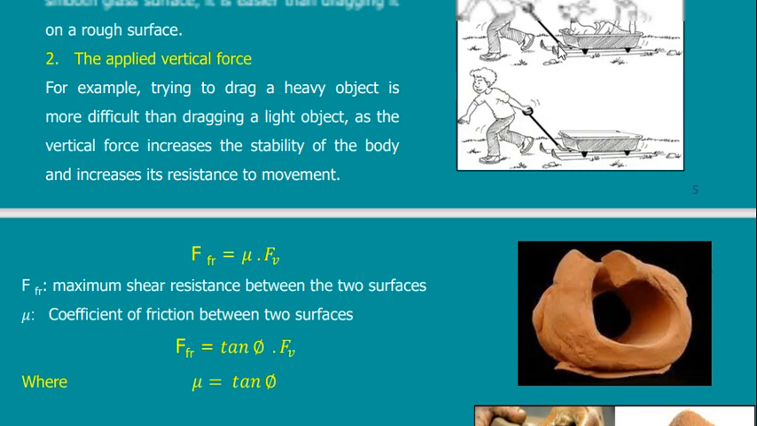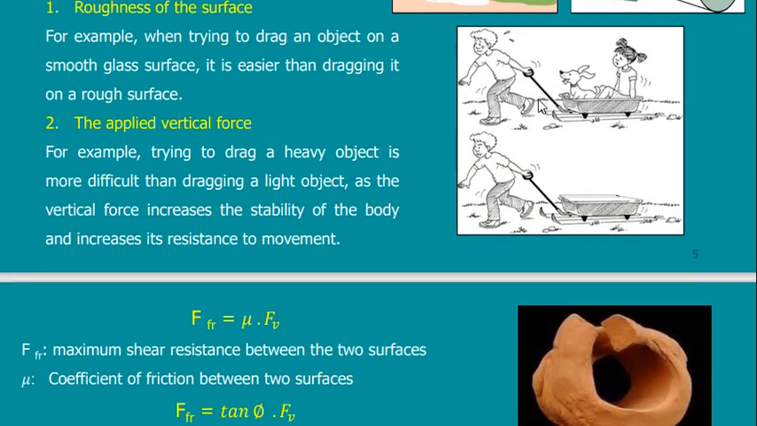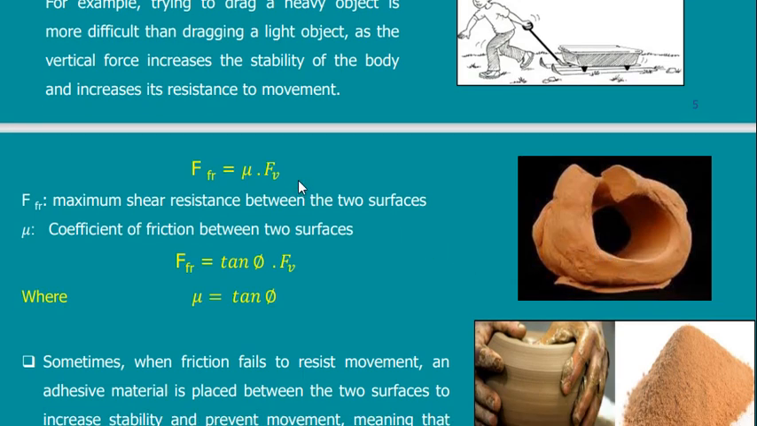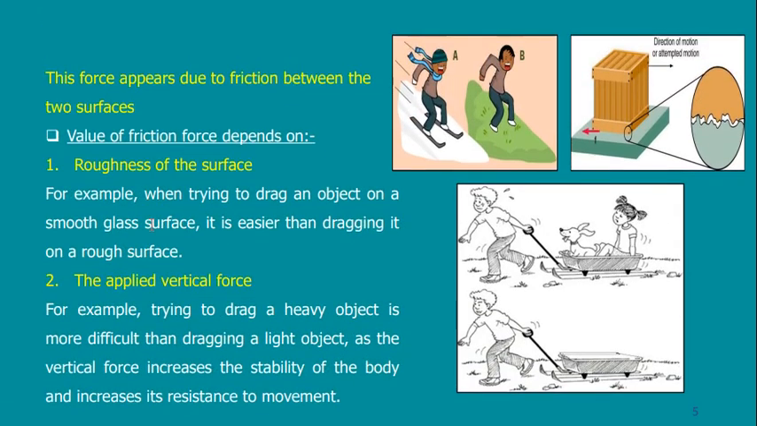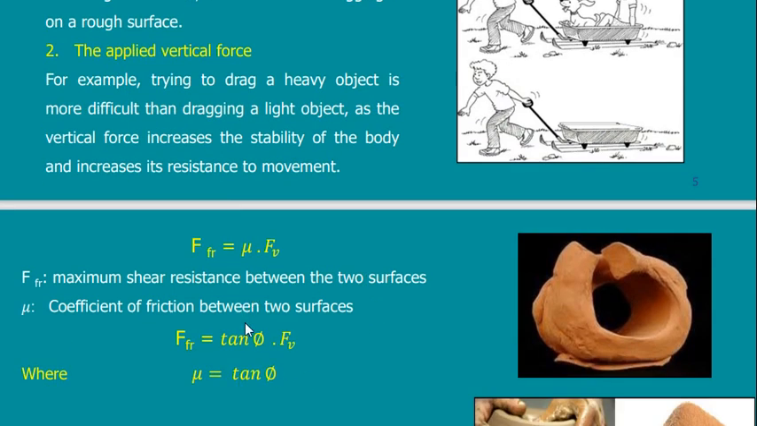Let's discuss this reaction. We said that there is a force that is preventing this motion. This force is affected by two types of soil properties. Let us first discuss this force, which is the frictional force or the resisting force. This resisting force is equal to the vertical force multiplied by something called mu. Mu is the coefficient of friction between two surfaces. F friction is the maximum shearing resistance between two surfaces. This mu is equal to tan phi, where phi is the friction angle of the soil.